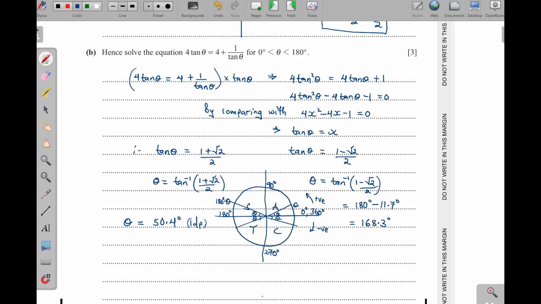168.3. That is also to 1 decimal place. So meaning that my theta is going to be 50.4 degrees and then 168.3 degrees. As simple as that.